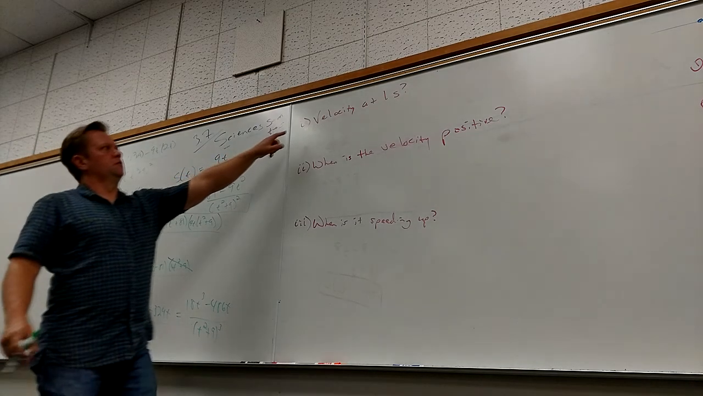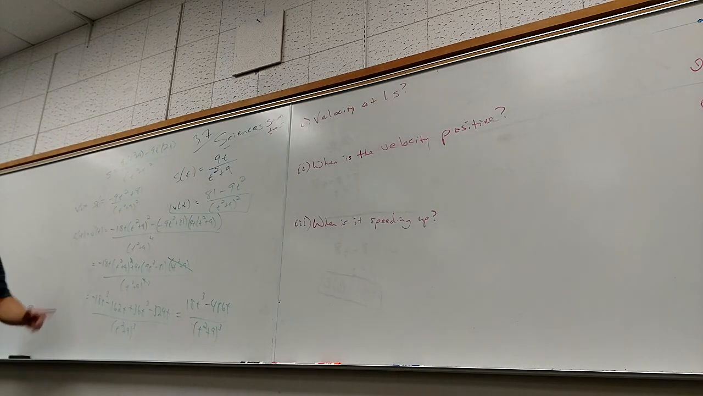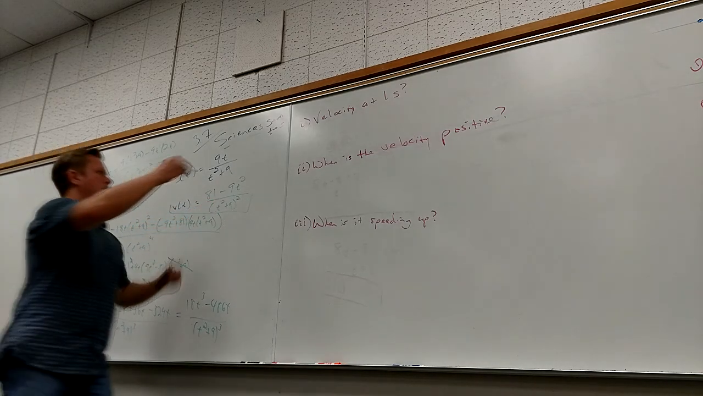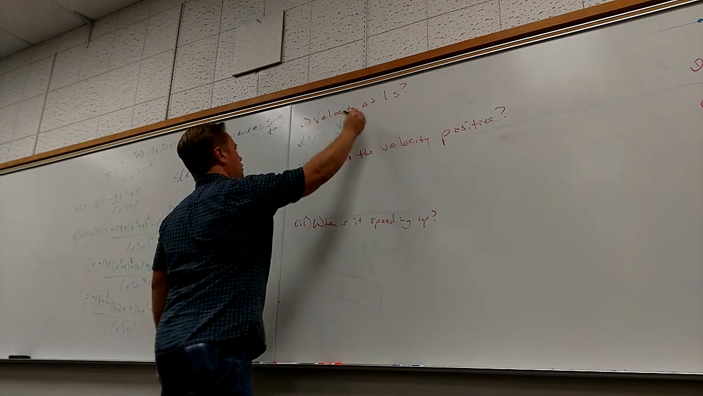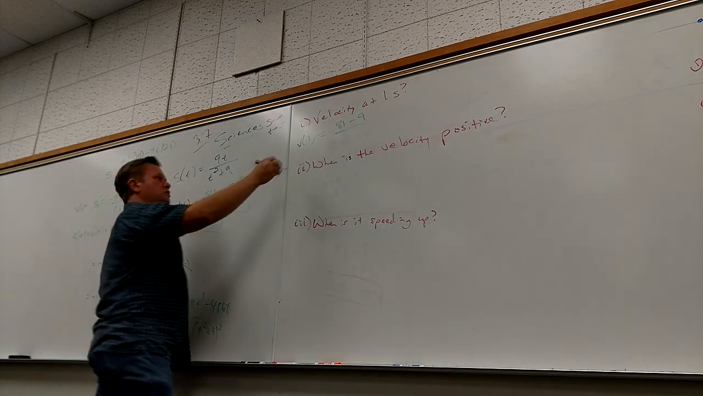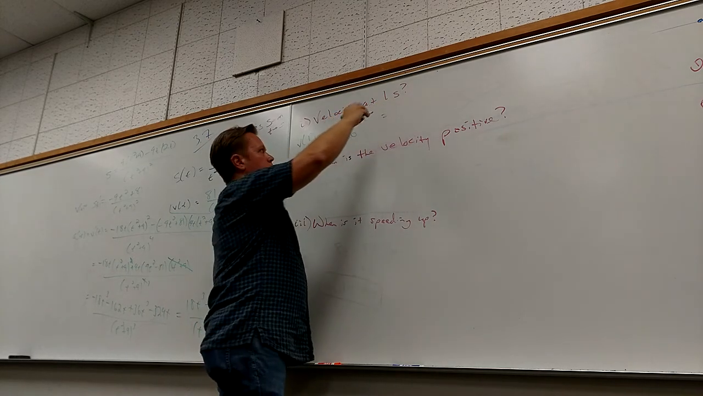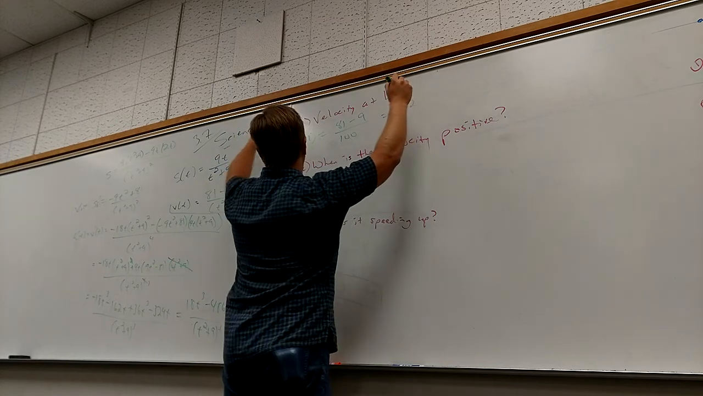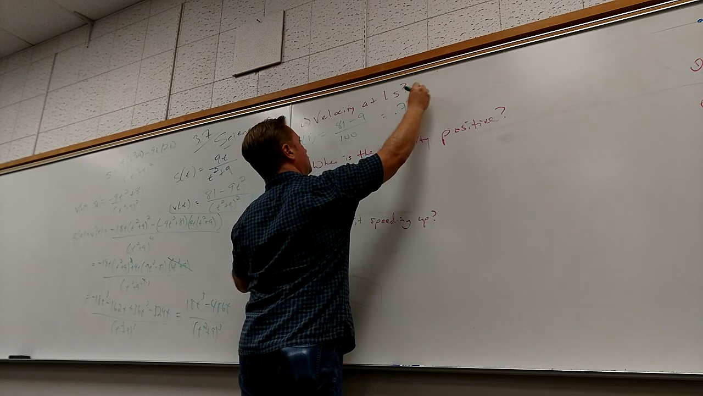So, let's start here. What's the velocity at 1 second? So velocity at 1 second, plug in a 1, I get 81 minus 9 over 100, right? So you get 0.72 meters per second. Still the same thing.